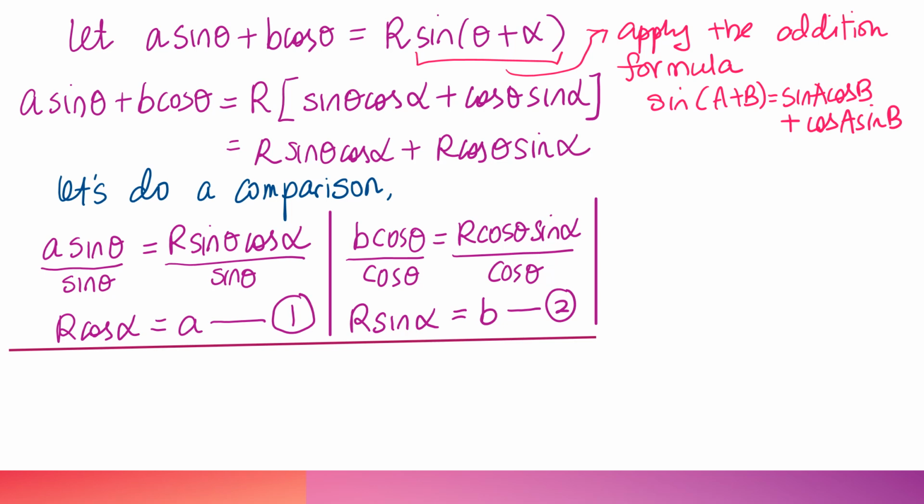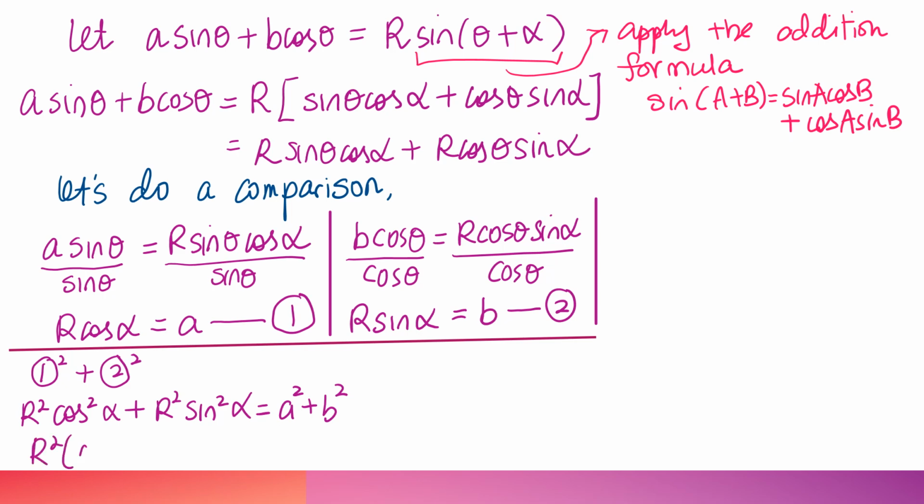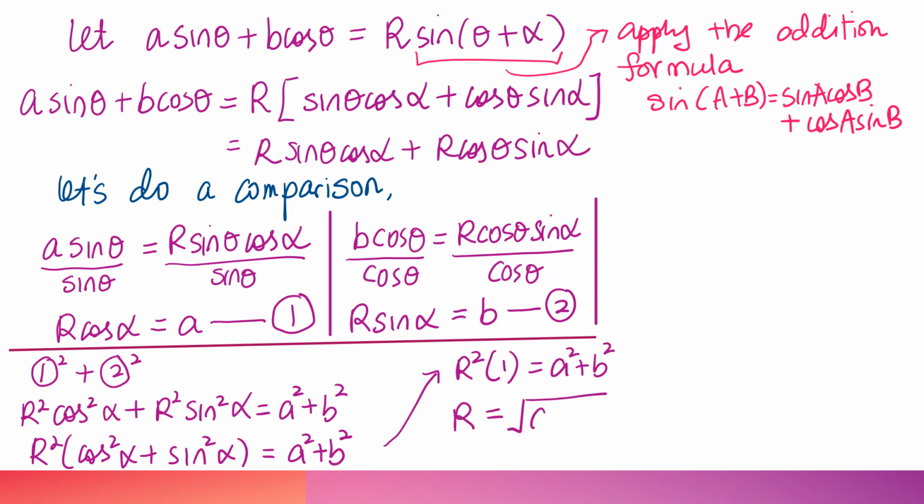Right, so the next step is I'm going to square equation 1. That means I'm going to square r cos alpha to get r squared cos squared alpha, and I square a also. So in the end, I'll get r squared cos squared alpha equals a squared. I'm going to square equation 2 also to get r squared sine squared alpha equals b squared, and add these two equations together. You will see that I have a common factor r squared which I can factorize. And cos squared alpha plus sine squared alpha is the Pythagorean identity that you have learned earlier on, which is equal to 1. So you will have r squared times 1 equals a squared plus b squared. And therefore, r is equal to the square root of a squared plus b squared.